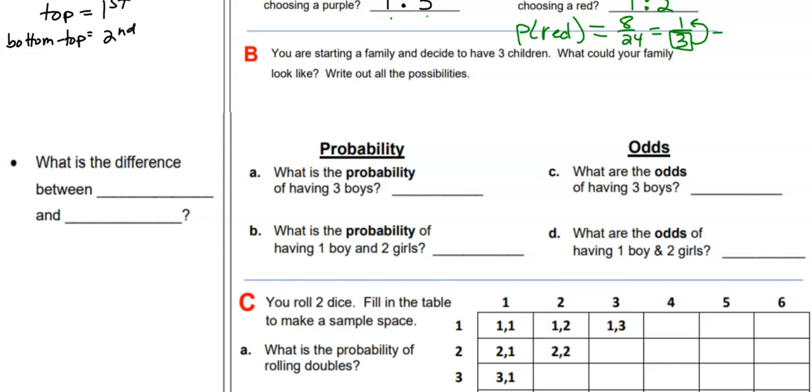So letter B, it says you're starting a family and choose to have 3 children. What could your family look like? Write out all of the possibilities. So I know that there would be 8 outcomes because you could have either a boy or a girl for your first child, a boy or a girl. But to organize this, I'm going to make a quick little tree diagram.